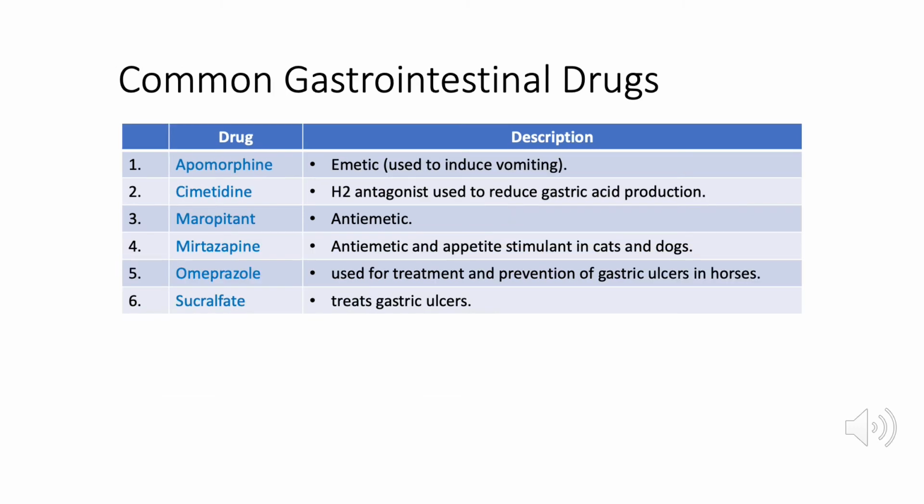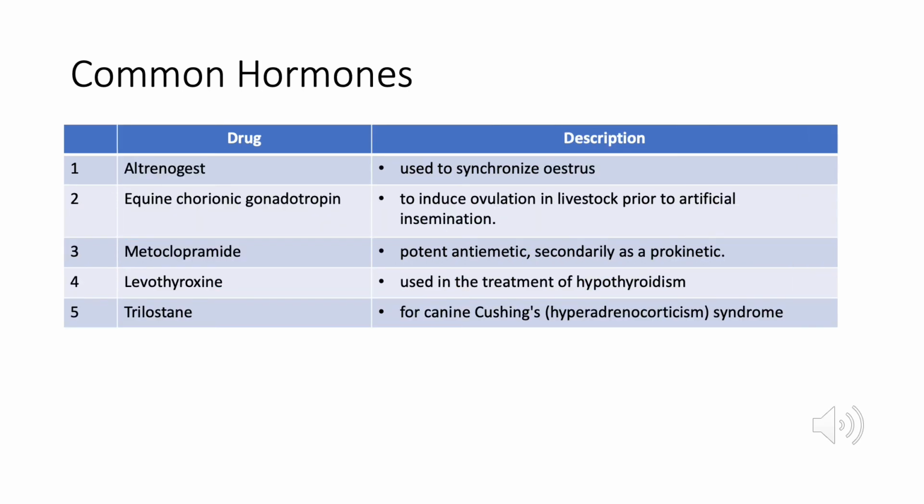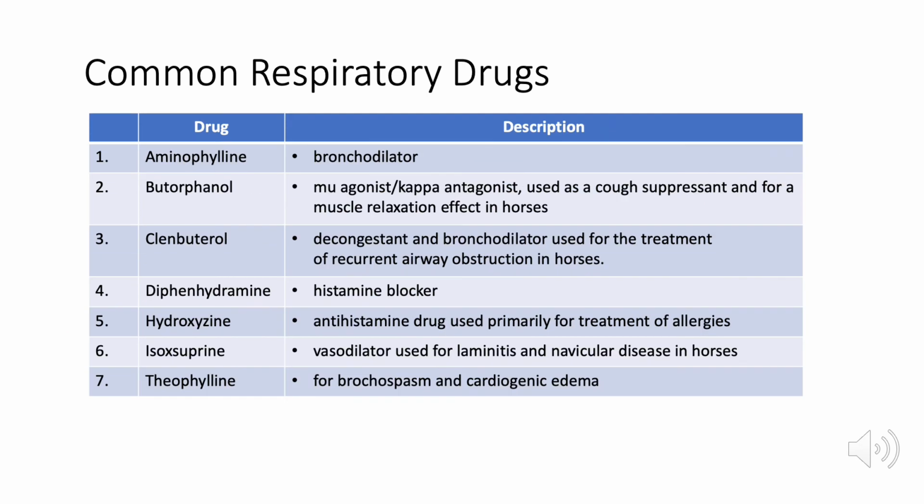Drugs for gastrointestinal disease conditions. Hormonal therapies for animals. For instance, Altrenogest is used to synchronize estrus. Respiratory drugs.